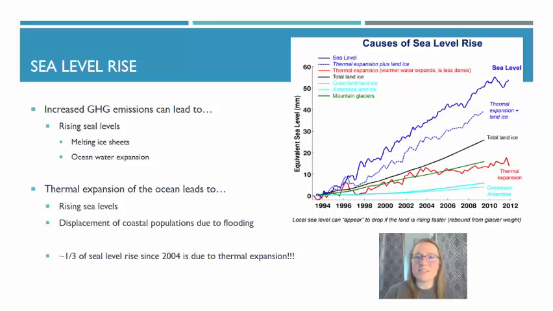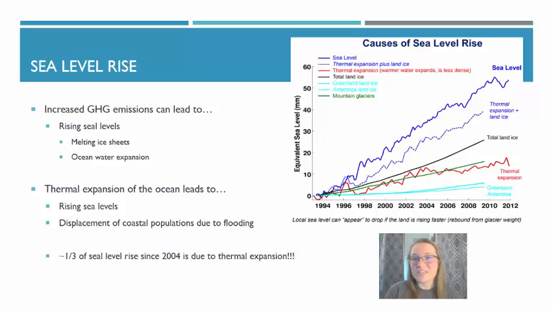Now, we're also going to see sea level rise as a result of this ocean warming. So having more greenhouse gas emissions leads to rising sea levels, primarily due to these melting ice sheets and this thermal expansion or ocean water expansion. So when we look at the driving factors that are leading to this sea level rise, we can see that thermal expansion takes up about a third of that increase in sea level.